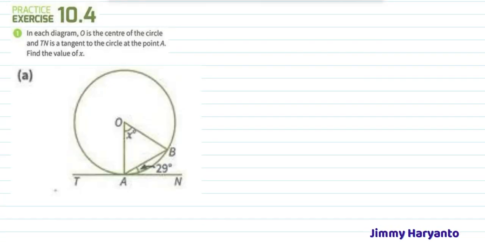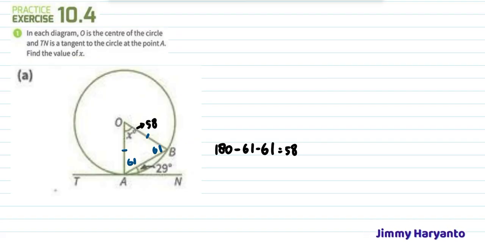Okay, we'll go to the practice exercise 10.4, question 1a. First, I want you to take a look at the radius and the tangent. It will form 90 degrees right there. And then I think I can find this angle. So that angle will be 90 minus 29 equals 61. So this is 61. And then as you can see, this is the radius of the circle. That means this one is 61 also. And then to find the x, you only have to subtract 180 minus 61 minus 61. And the answer is 58. That is the x. x equals 58.